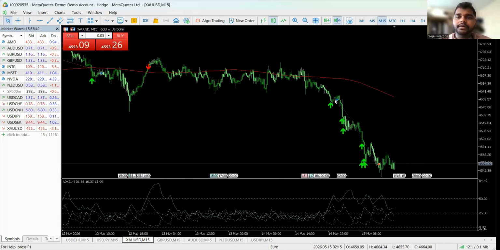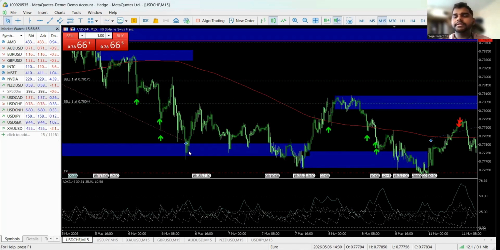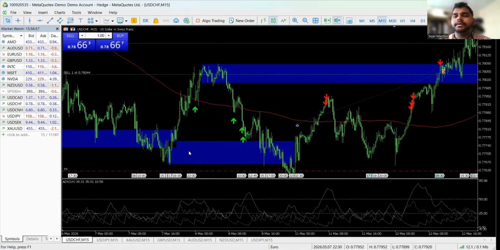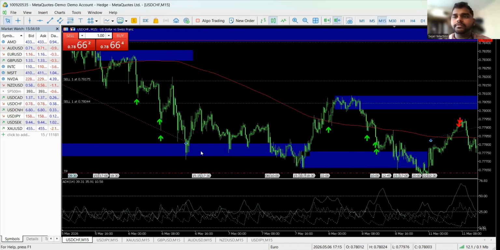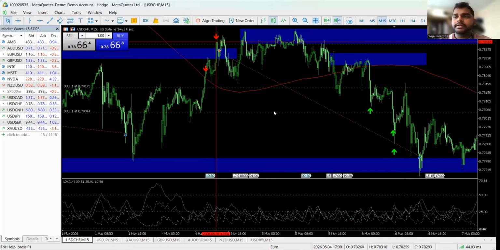I took another buy over here, but I forgot to put a stop loss for it, so the trade got stopped out. I have more trades which I took. Currently, this is a demo account, and we are just trying to figure out how to define the system and how to make the signals work for us. So I took a trade over here.